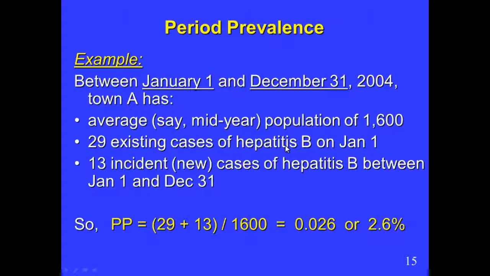So here's an example involving hepatitis B. So it includes the number of cases present on January the 1st, plus the new cases, which we will refer to as incident cases, and we'll talk about what I mean by incident cases in the next talk. So we just basically add the 29 existing cases to the 13 new cases, divide by, in this case, the mid-year population of 1600, and we get a period prevalence of 2.6%.